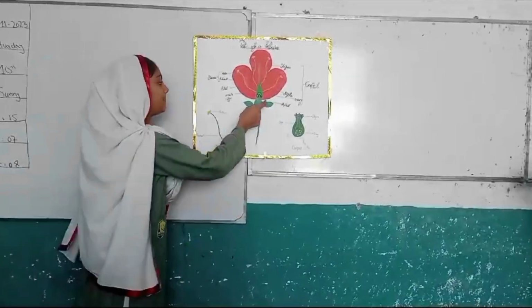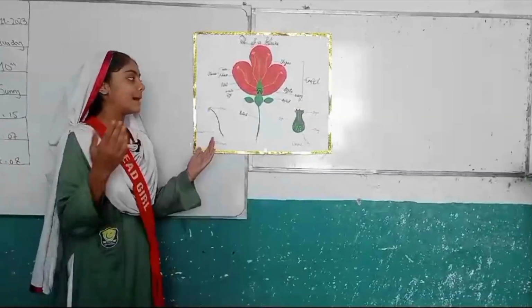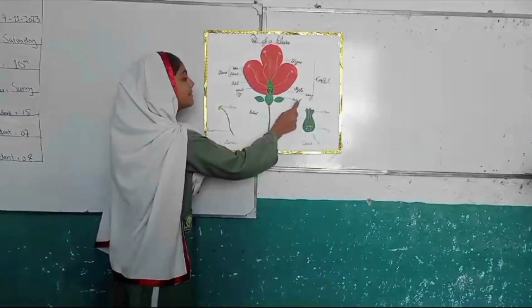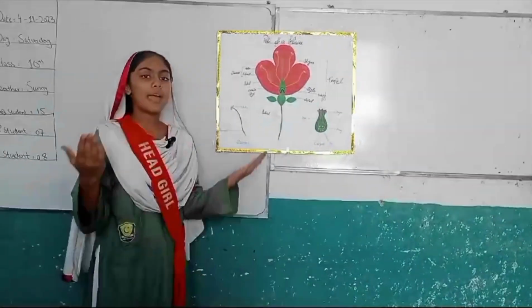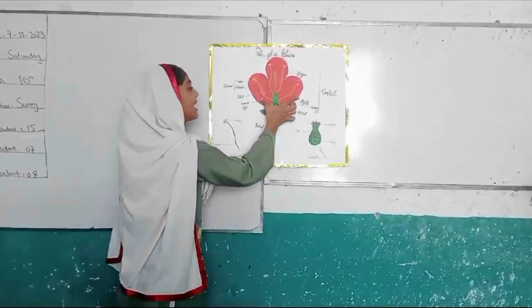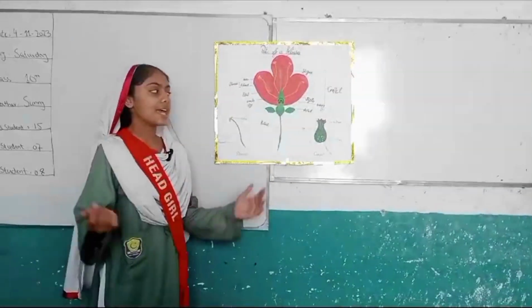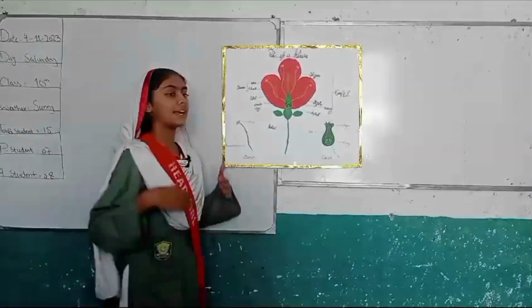A bud of a flower is often covered by leaf-like structures called sepals. They are thick and usually green in color. The main function of sepal is to protect the flower. In the bud stage, the whorl of sepals is called calyx.